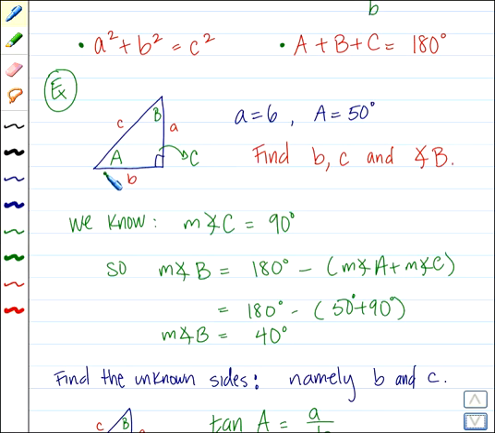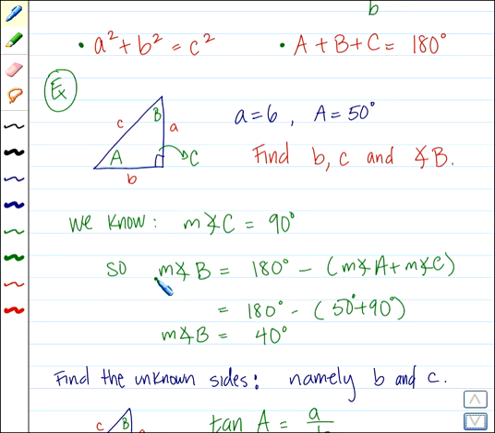We're given angles A, B, and C, where angle A has a measure of 50 degrees. Side A, however, is 6 units long. What we want to know is the length of side B, the length of side C, and the measure of angle B. Fair enough. What do we know from the given triangle? We know that the measure of angle A is 50 degrees, and the measure of angle C, our right angle, is 90 degrees by definition.